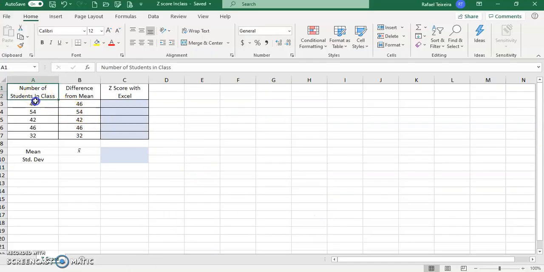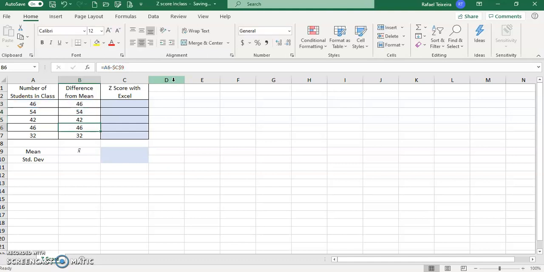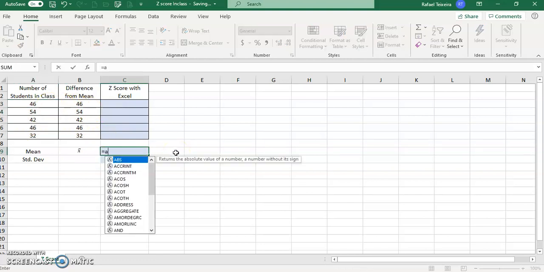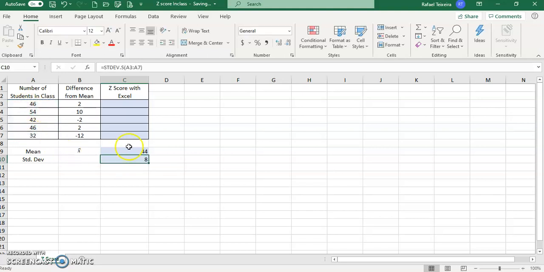So here's the same data set, the classes and the difference from the mean. That's something we have to compute here. I put a formula so we can compute. Let's compute first the mean for these classes. Okay, so this is equal to the average of these classes, which is 44. We know that. Let's compute the standard deviation, STDEV.S, open parentheses, and then I select this raw data, close parentheses. That's the same numbers we have on slides and on Minitab.